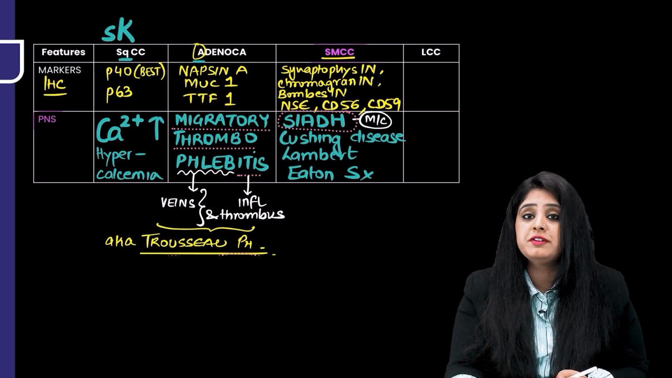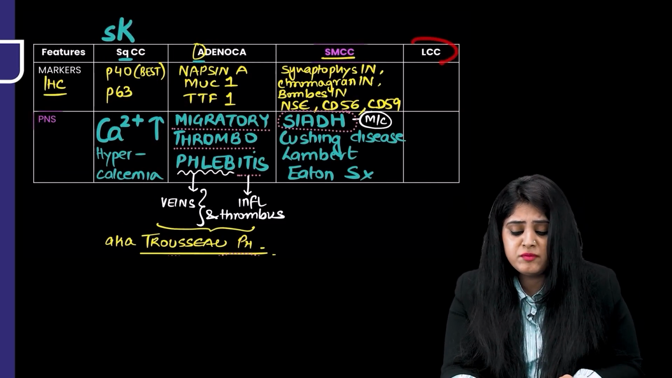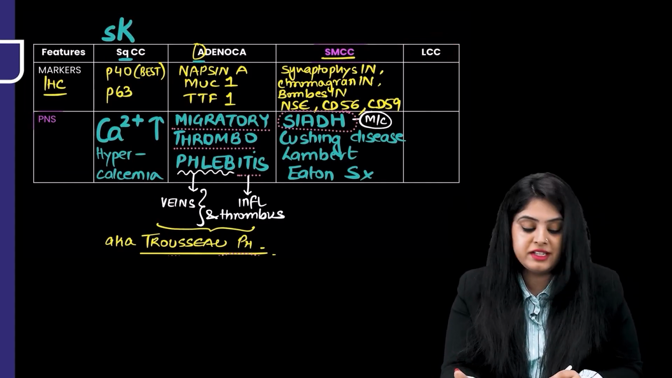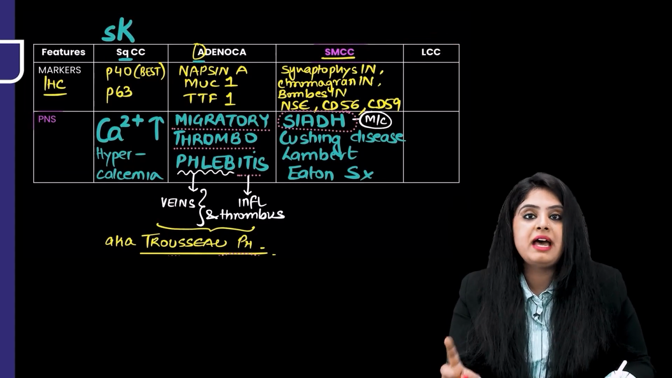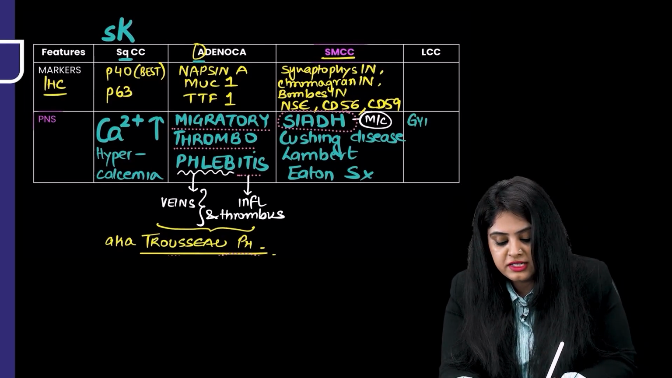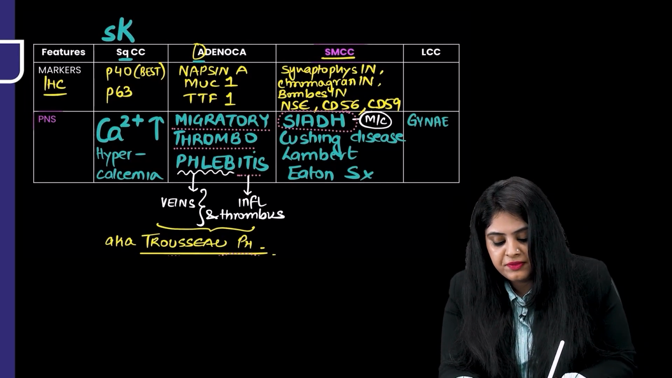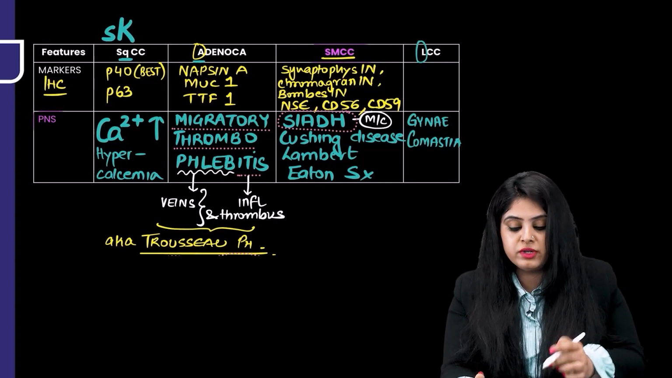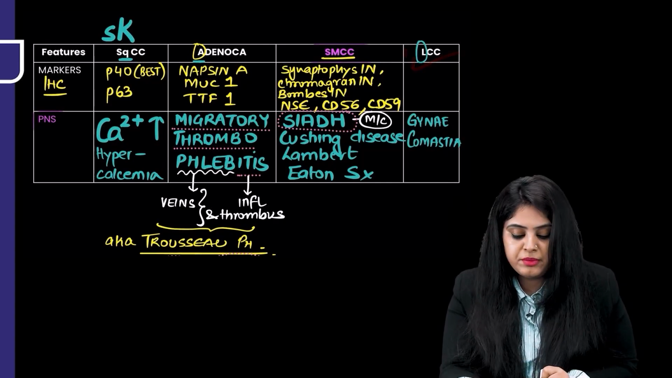But the story is not over. Finally, the cancer that I have been conveniently ignoring, large cell cancer, at least that has some paraneoplastic syndrome that you have to know, and that is known as gynecomastia. So how I have learnt it is that when I'm talking about large cell carcinoma, the cells are large and the breast is also large.